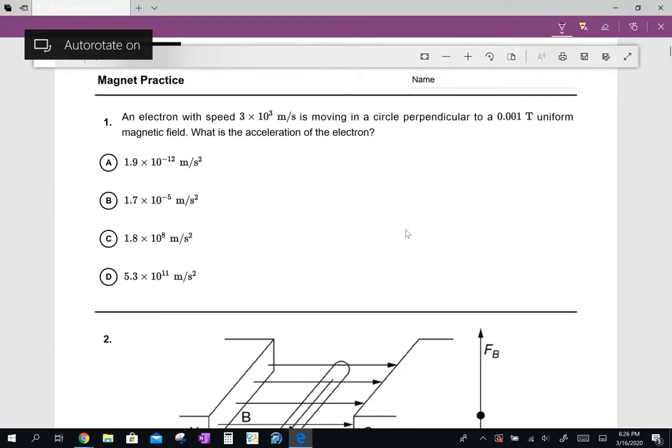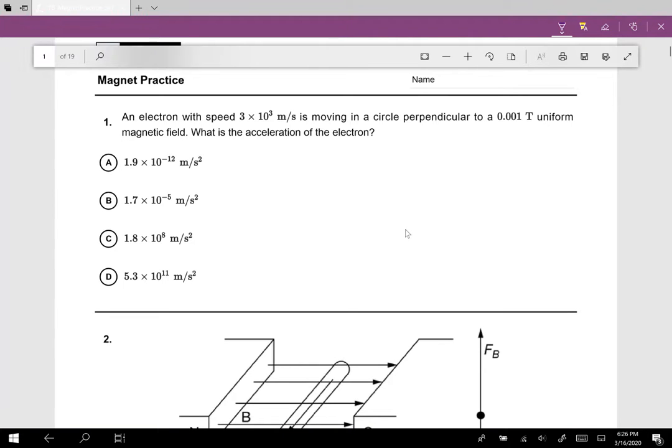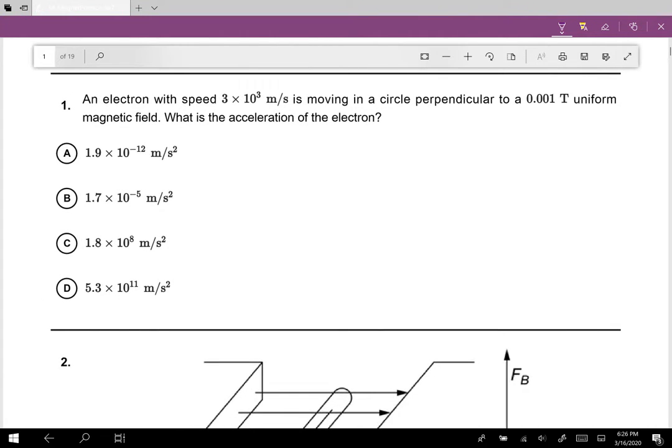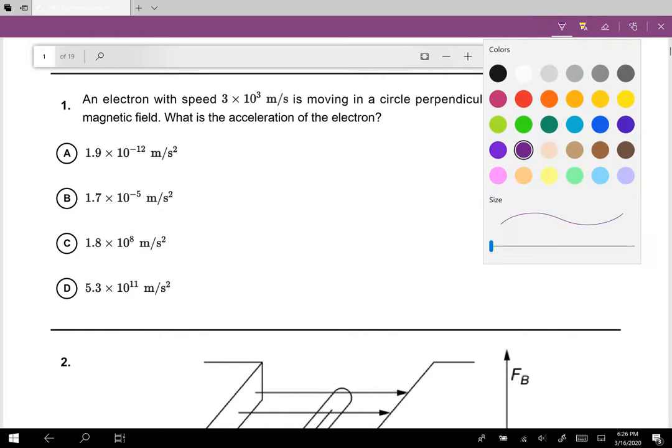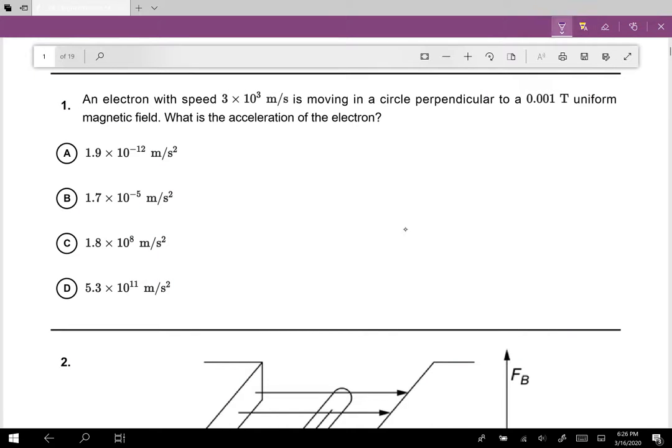An electron with a speed of 3 times 10 to the third meters per second is moving in a circle perpendicular to a 0.001 Tesla uniform magnetic field. What is the acceleration of the electron? We know it's moving perpendicular to the magnetic field, so we don't really have to do anything about the right-hand rule, but we can anyway, because why not? It's kind of fun. We've got time now.